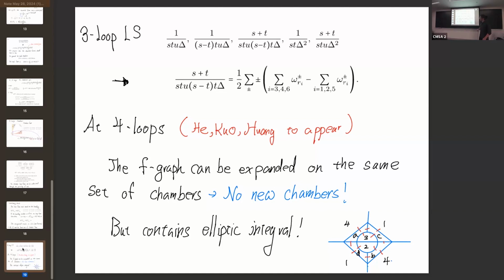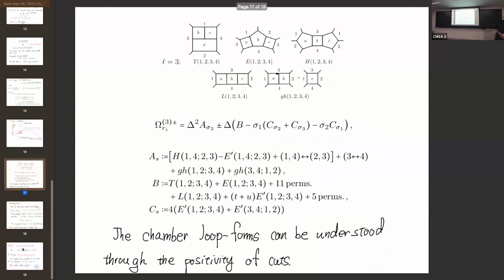So what's the argument of this elliptic function? Oh, it's the cross ratio. It's the two cross ratio.